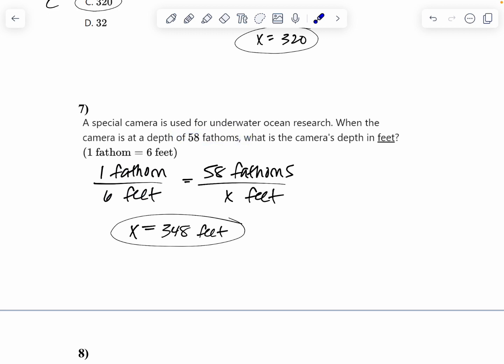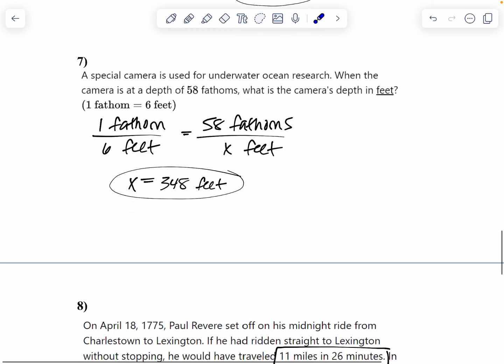Where does that go? Well, luckily I put fathoms in top. And again, it's a proportion. So I'm keeping fathoms here, which is why I put 58. And it asks for what is the depth. The depth in feet is the x in the denominator. So cross this way and you get 348. Cross this way and you just get x.